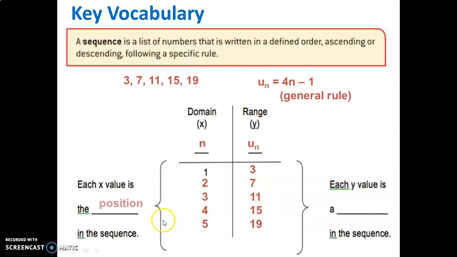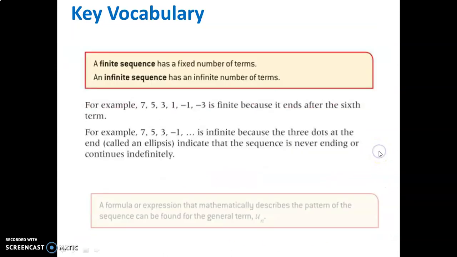These values here are called the position, right? The x values are the position, right? Position 1, position 2, position 3, position 4, position 5. These values here are called the terms. The actual numbers in the sequence are called the terms. Okay, pause if you need to. This is all very important to understand how all these pieces work together. Let's go to the next bit here.